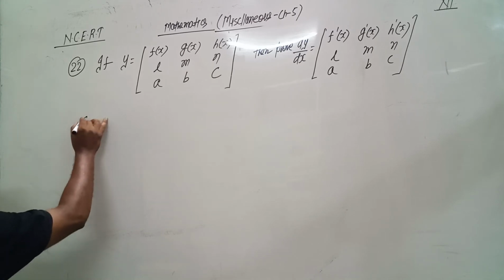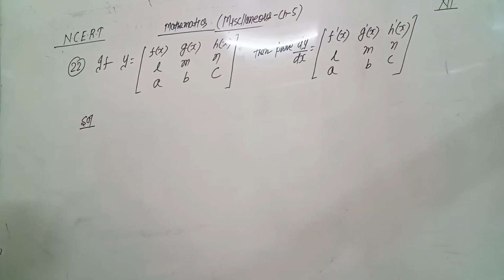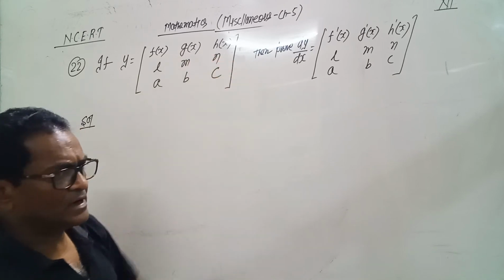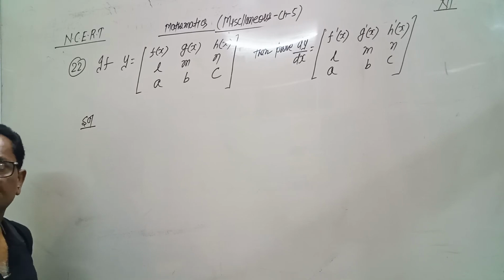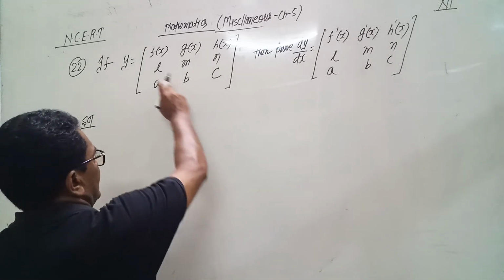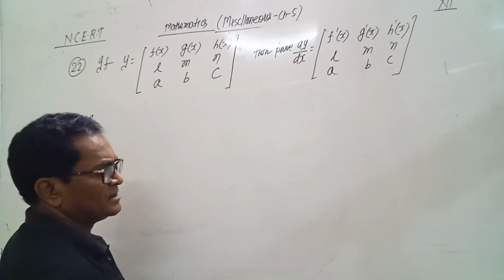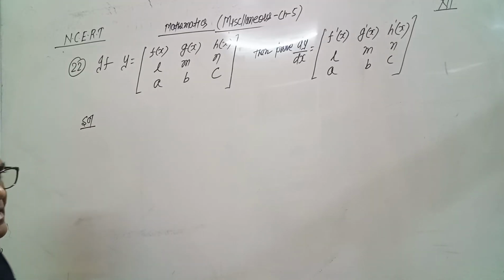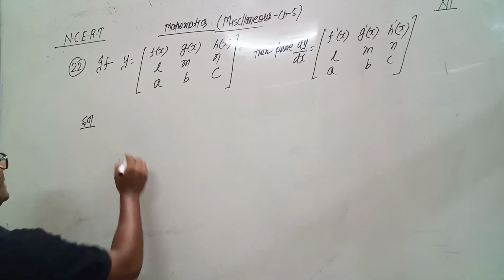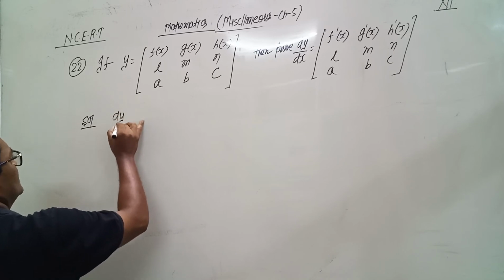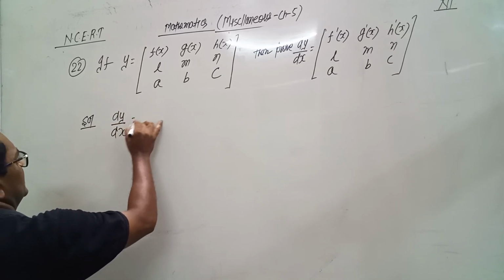So differentiate. The differentiation of a determinant is: firstly the first row will be differentiated and the rest of the rows will be written as it is. In the next step, the second row will be differentiated and the first and third rows will be written as it is. In the third step, the third row is differentiated and the first and second rows will be written as it is. So differentiation of y is dy/dx.